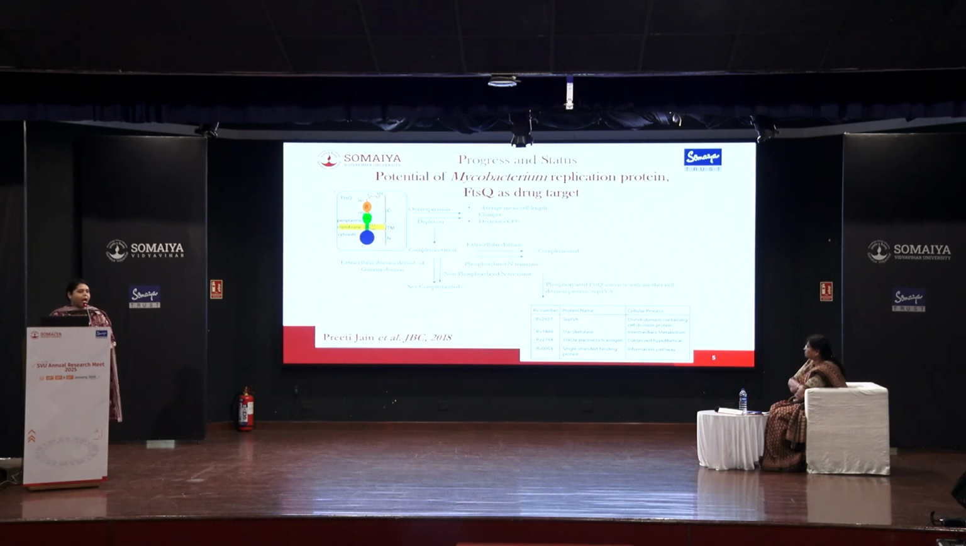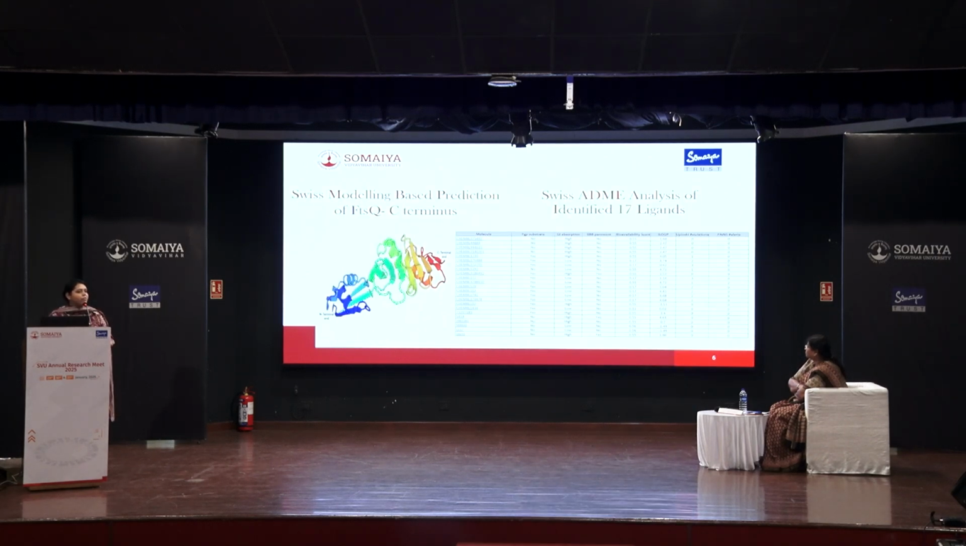So since our hypothesis is to look into the possibility of replication proteins of Mycobacterium as potential drug targets, we thought of starting with one of the proteins, which is FtsQ, because I have already published a paper in the Journal of Biological Chemistry in 2018 which showed that this protein is absolutely essential for Mycobacterium survival and pathogenesis. So we looked ahead and tried to find out the drugs which can target this FtsQ protein.